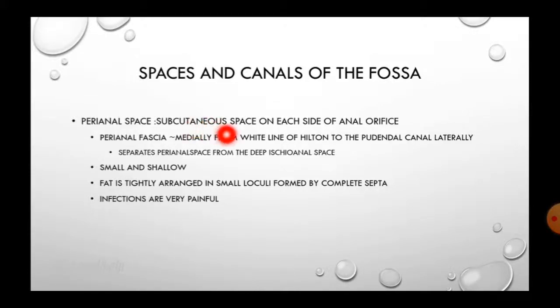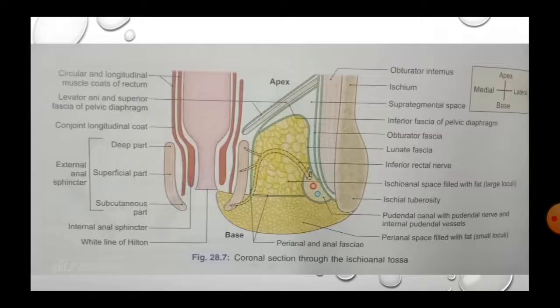It is the subcutaneous space located on each side of the anal orifice. So, we have the perianal fascia. It is in the form of a septum that extends medially from the white line of Hilton and laterally to the pudendal canal. It separates the shallow subcutaneous perianal space from the deep ischioanal space. So in the perianal space here, the fat is tightly arranged in small loculi formed by the complete septa.